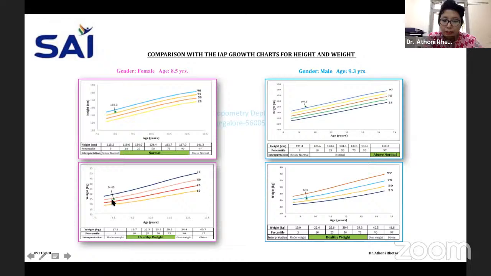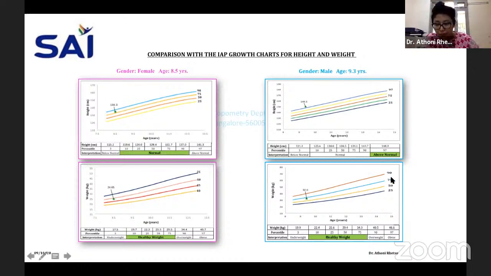In case of weight, if she is coming in above the 75th percentile, that means she will be overweight. In case of height, it is actually the reverse. If she is coming in the 75th percentile or 90th percentile, that means she is very good for her age in terms of height. Now look at this male. He is in the 97th percentile, so he is more or less in the top 3%, 4%, so his growth in terms of height is very good.